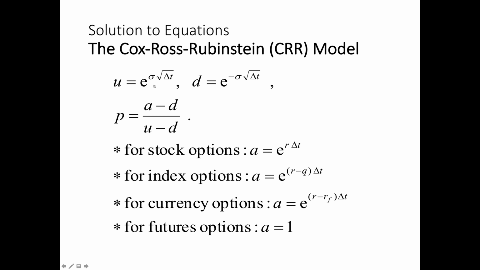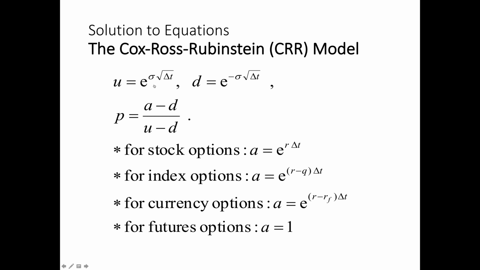Here, the probability by Cox, Ross, Rubinstein is alpha minus d divided by u minus d. Here, the alpha depends on what option it is. If the underlying asset is a stock, the alpha is e to the power of the risk-free rate times delta t. Delta t is the interval. How long? Like 3 months, 6 months, 1 week, 1 day. But in terms of delta t, always in terms of years, okay?